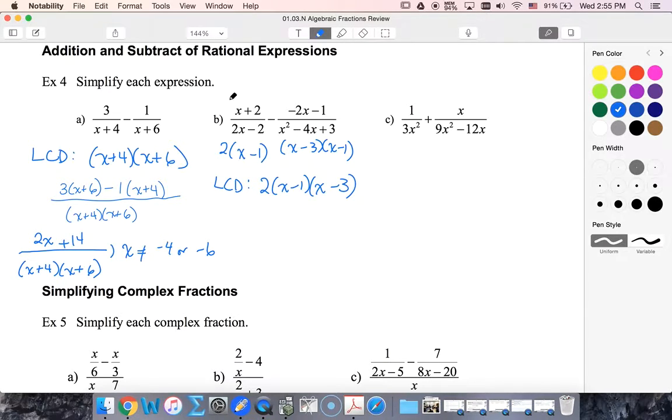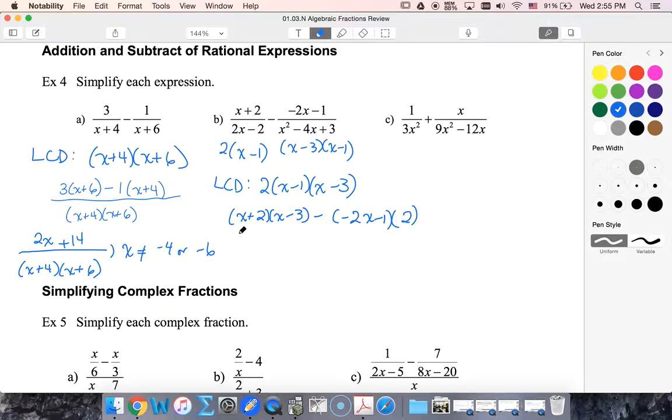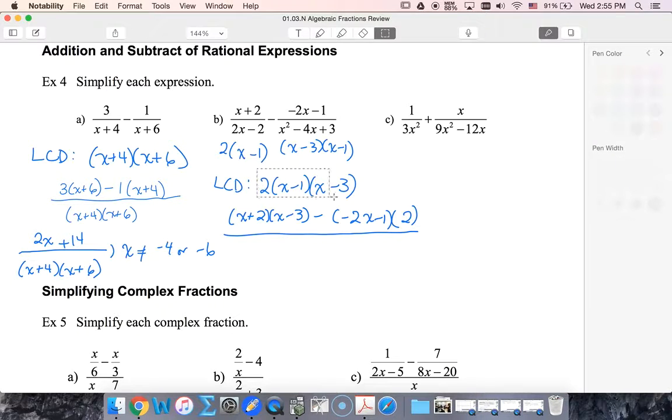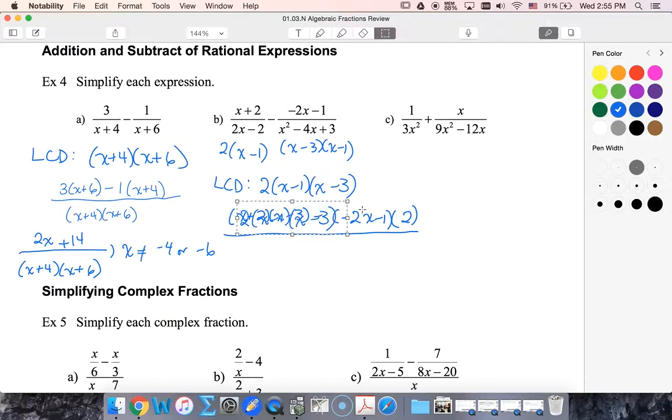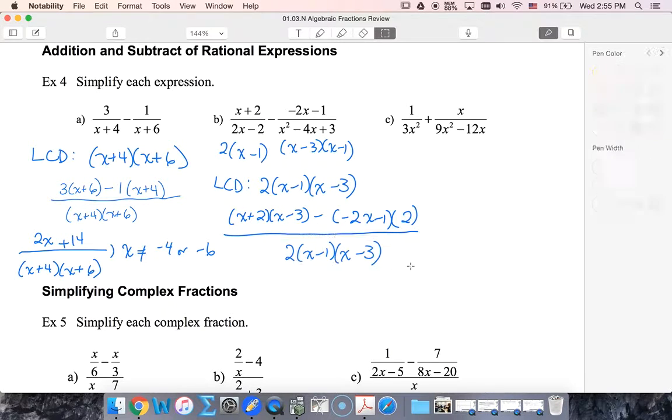So I'm going to take this x plus 2 and multiply it by x minus 3. I'm going to take this negative 2x minus 1 and multiply it by 2. And then my LCD, I'm going to put on the bottom. And then I'll simplify, and at the end I'll note that x is not allowed to be 1 or 3. So I'm going to leave this up to you to keep simplifying. Again, check your answers.